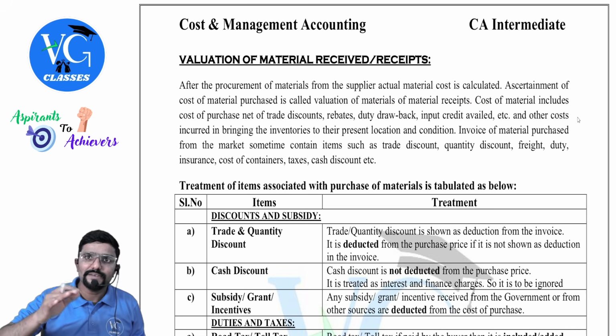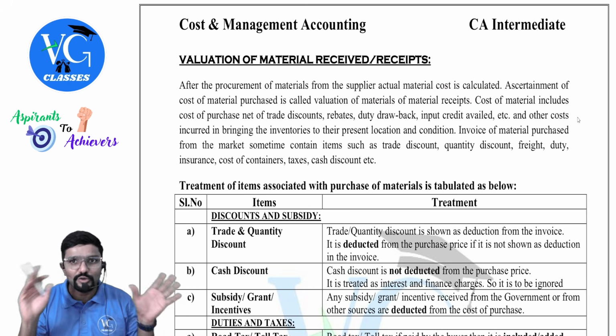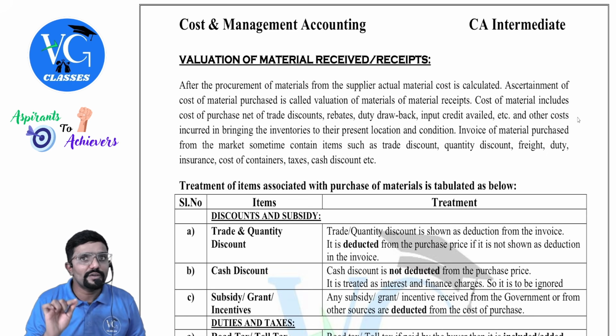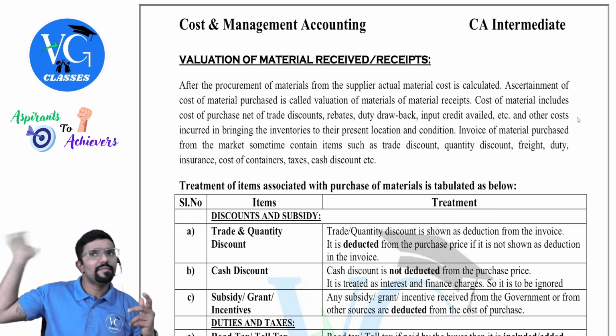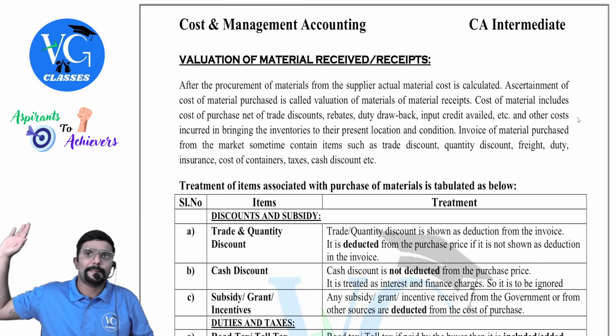Once I receive and store it in my godown, I might incur some other cost like carrying cost to look after the inventory. Will we include it in the cost of inventory? No, that we will record separately. That is also my expense, but I will record it separately.